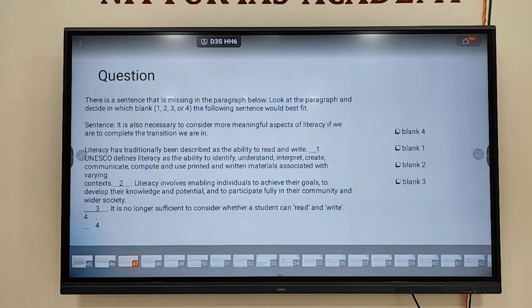It is also necessary to consider more meaningful aspects of literacy if we are to complete the transition we are in. Literacy has traditionally been described as the ability to read and write. UNESCO defines literacy as the ability to identify, understand, interpret, create, communicate, compute, and use printed and written materials associated with varying contexts. Literacy involves enabling individuals to achieve their goals, to develop their knowledge and potential, and to participate fully in their community and wider society. It is no longer sufficient to consider whether a student can read and write.